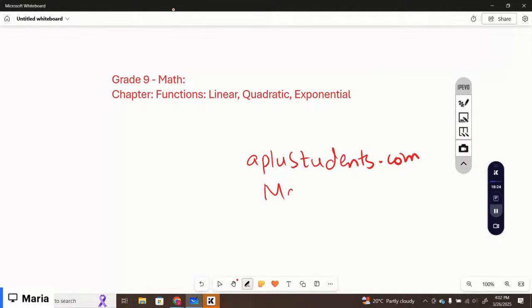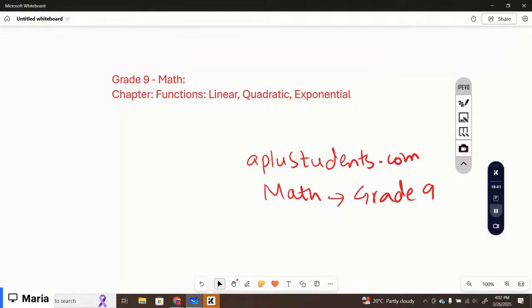Then you have to select math from the subject tab, scroll down to grade 9 math, and then click on view all lessons. There you can find a list of the chapters.